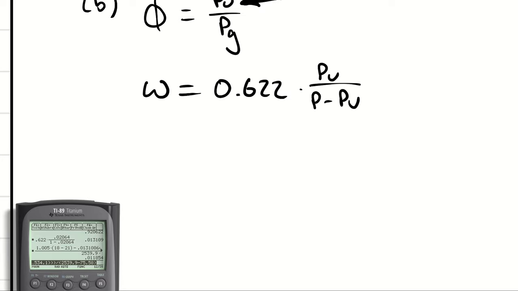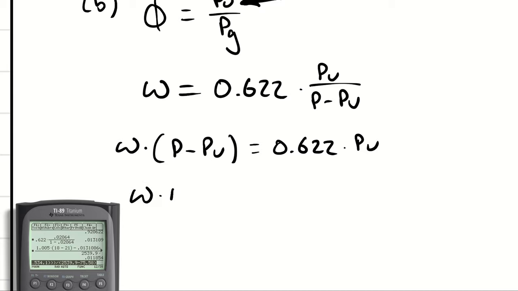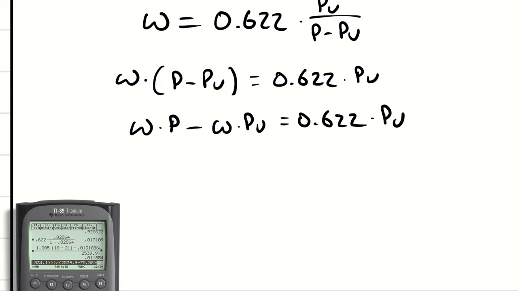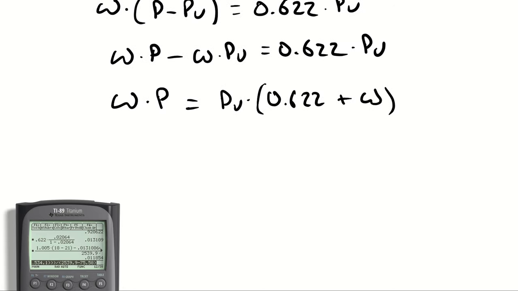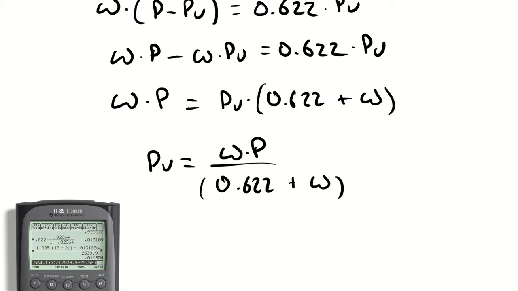So, everyone avert your eyes, I'm going to do algebra. P minus PV is equal to 0.622 times PV. Omega times P minus omega times PV is equal to 0.622 times PV. So omega times P is equal to PV times 0.622 plus omega. So PV is going to be omega times P divided by 0.622 plus omega.